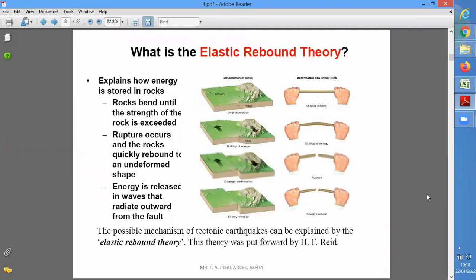Now, regarding the formation of the tectonic earthquake that we have discussed, tectonic earthquakes are the major type of earthquake. And in this tectonic activity, there is one theory related to this tectonic earthquake, and that theory is the elastic rebound theory. Okay, elastic rebound theory. Now, in this theory, we are going to discuss the meaning of this theory and its importance.